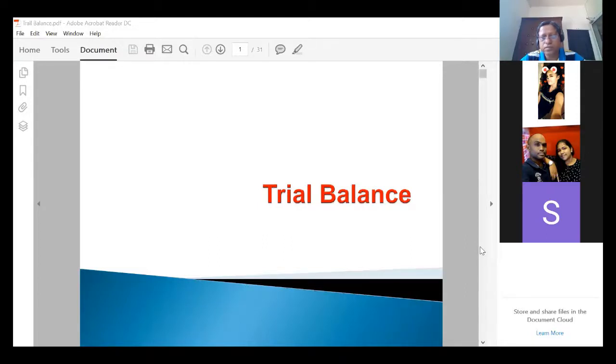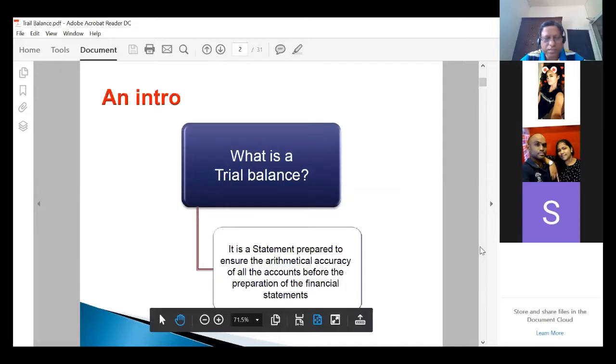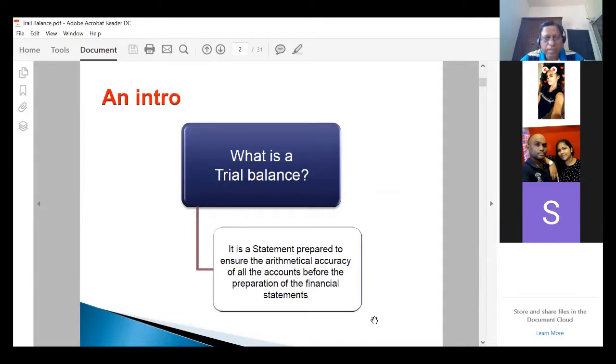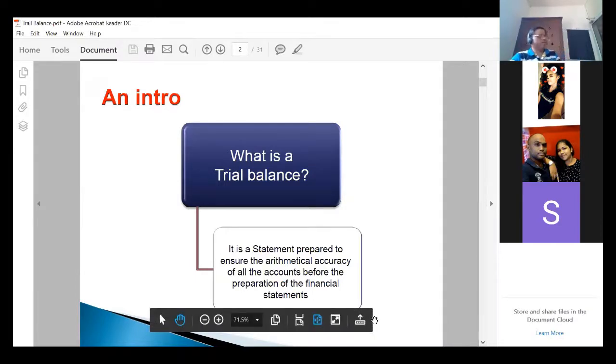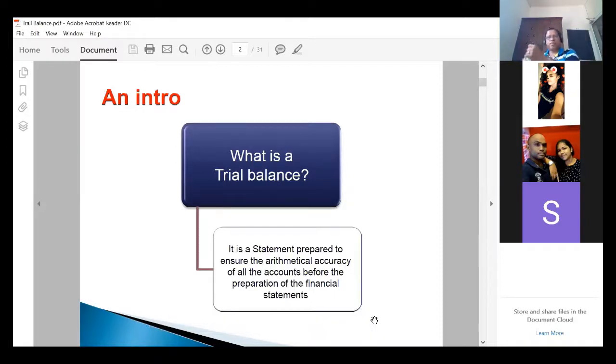Right. What is trial balance? It is a statement prepared to check the arithmetical accuracy. It is a statement which lists all credit balances and debit balances to check the arithmetical accuracy. That is called trial balance.